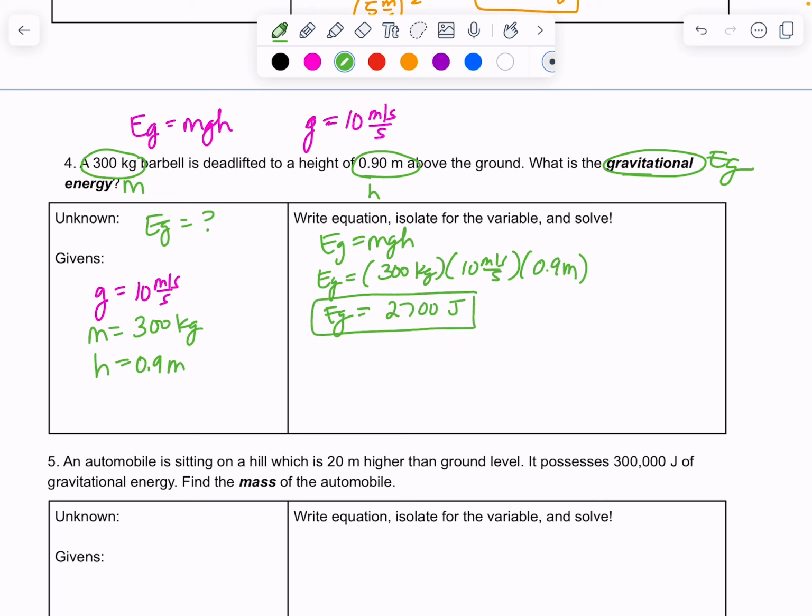Okay, so don't worry a ton about how this becomes a joule. Kilogram meter per second squared, that's a Newton, times a meter. A Newton meter is a joule. But just as long as you label the energy as joules, that should be good. Okay, all right, next one.